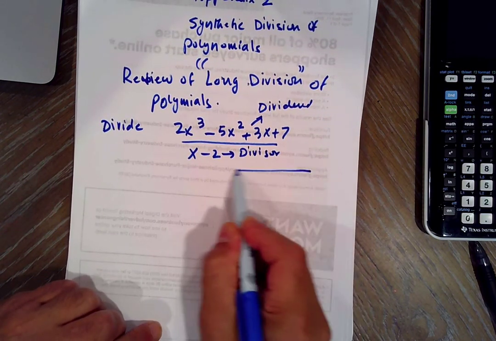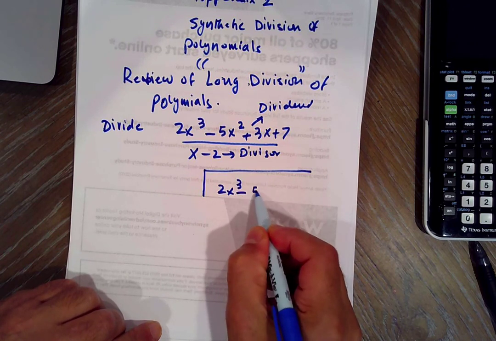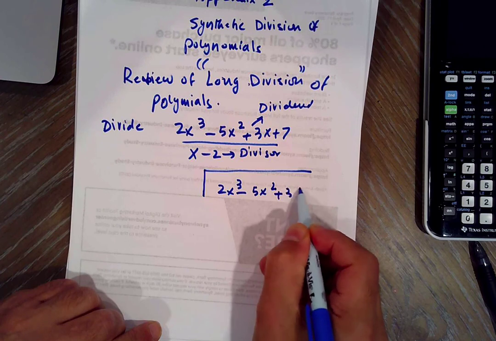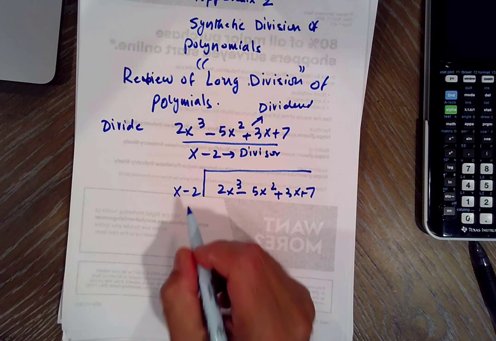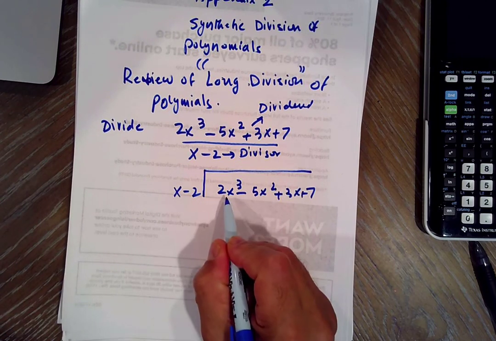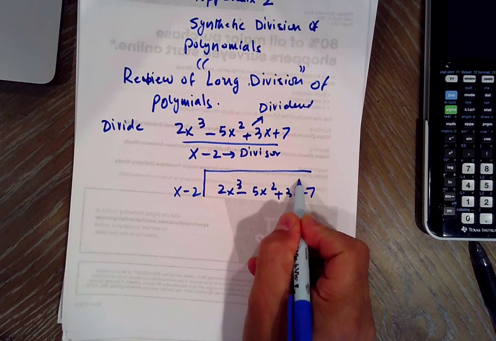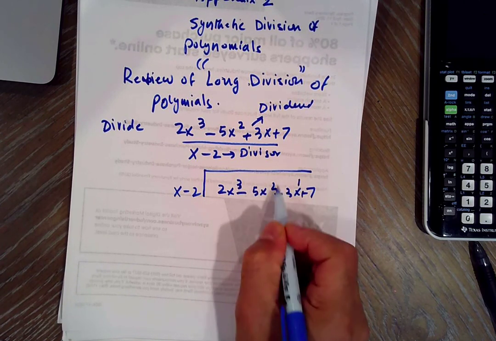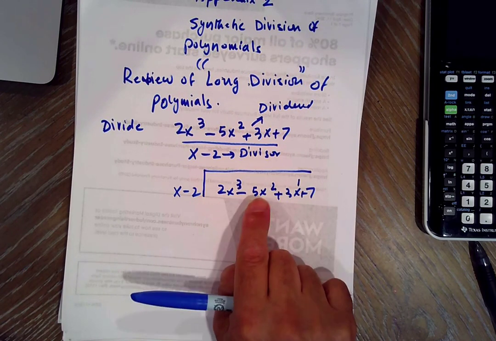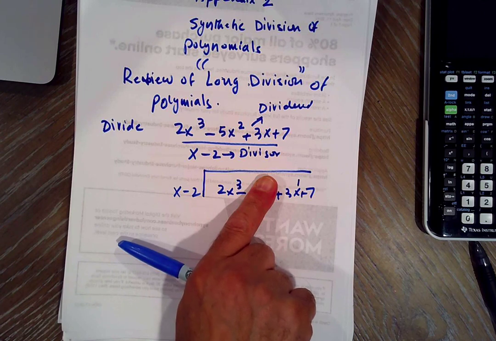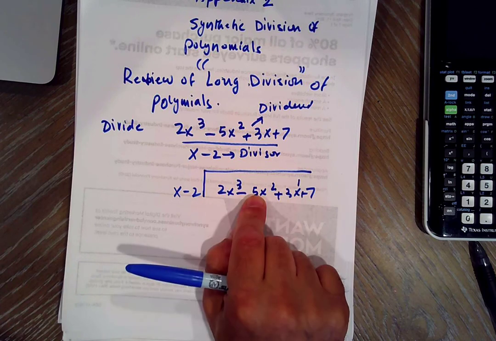So this is what we used to do. We used to write the dividend over here, plus 3x plus 7, over x minus 2. We would make sure that the terms are in descending order in terms of the exponent of x, and if there's a missing exponent, we would put a 0 for that. Like if you have 2x cubed and no x squared, then we would put 0x squared in there. Okay, so descending order, 0 for any missing term.